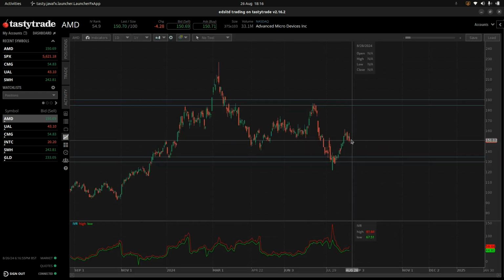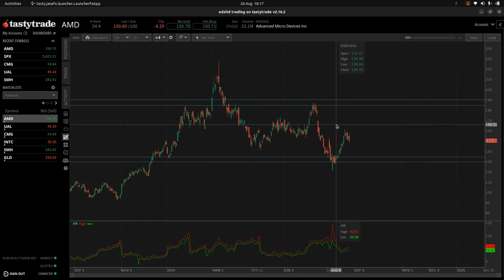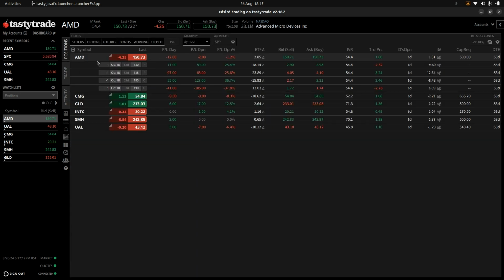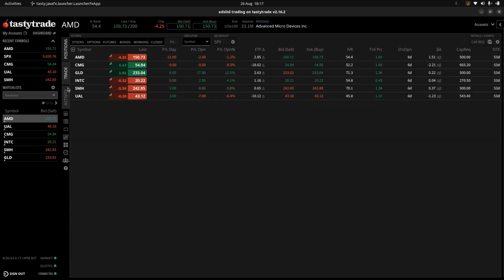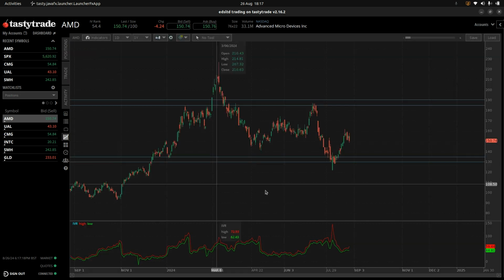So if we have a look here, 1, 2, 3, 4, 5, 6. So the position, we open the position here on this green bar. And since then, the market's kind of just moved sideways. Volatility has slightly gone up a little bit, which is reflected in the open P&L. However, we still got theta working for us.